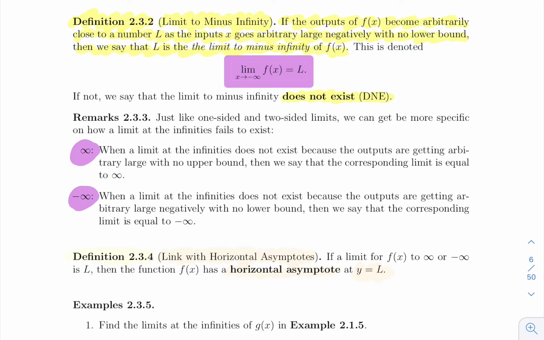And there's a visual link that you can make when you are computing a limit to infinity or minus infinity. If you're getting a number, then this means that the function is approaching a horizontal line, and that horizontal line, y equal L, will be the horizontal asymptote. So if you're computing a limit to infinity and you get L, or the limit to minus infinity and you get L, you say that y equal L is a horizontal asymptote.